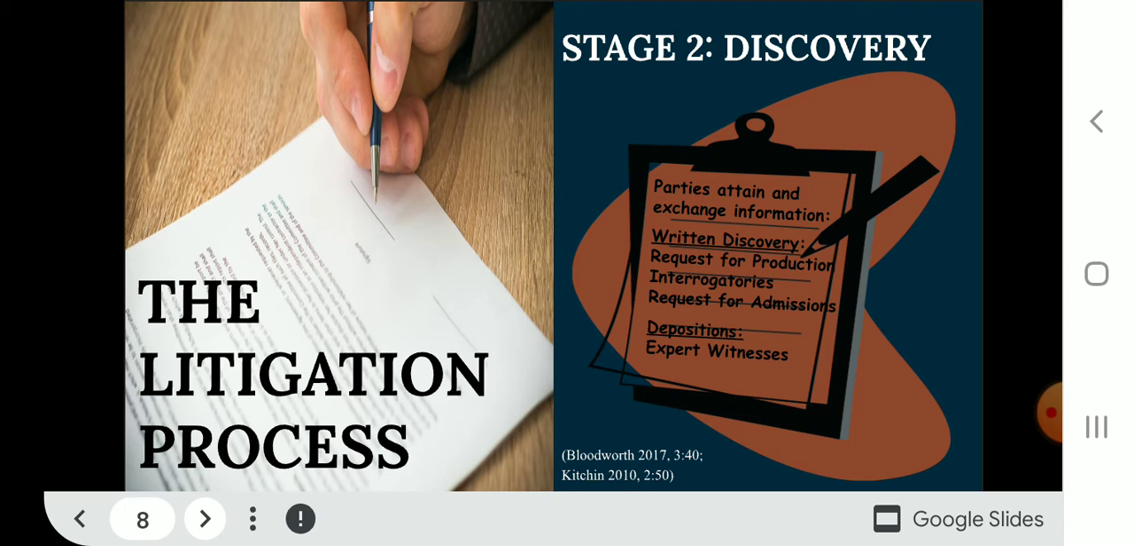Some written discovery options include request for production, where one party itemizes documents and other information and requests that the other party supplies it. The other party will receive this request and can supply the information. Another method of written discovery is interrogatories, where one party can write questions to the other party, and the other party can respond by answering the questions. There is also request for admissions, where one party writes out statements to the other party, and the other party can then admit or deny the statements received.